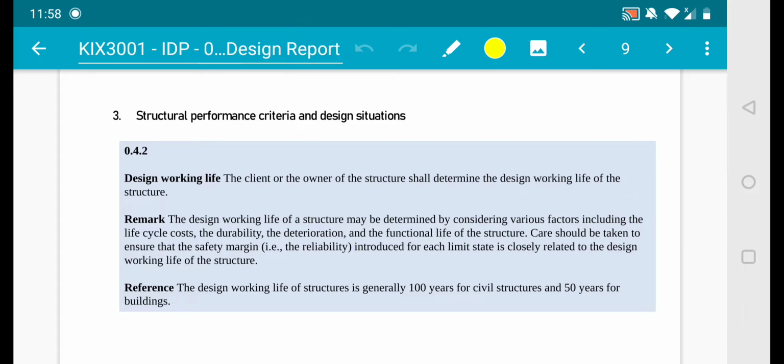The third important thing inside the report should be the structural performance criteria and design situation. Now what is it? So the client or the owner of the structure should determine the design working life of the structure. The design working life of a structure may be determined by considering various factors including life cycle cost, durability, and deterioration. If you are unable to provide all this, the main important thing you should know is that the design working life of a structure is generally 100 years for civil structures and 50 years for buildings.